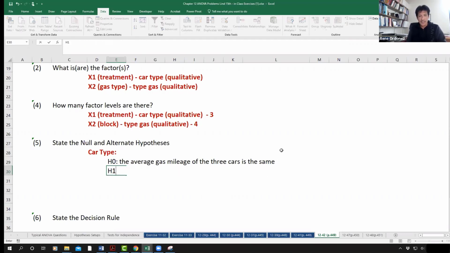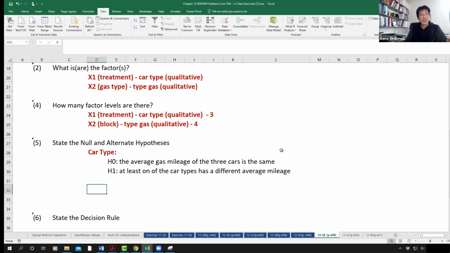And H1 will say that at least one of the car types has a different average mileage. Good.